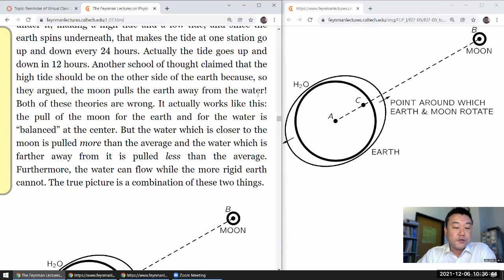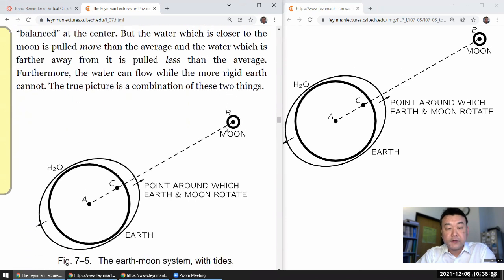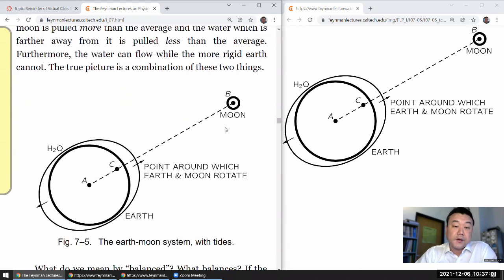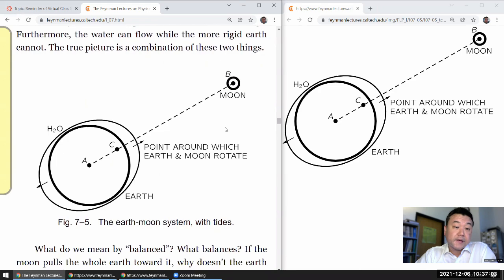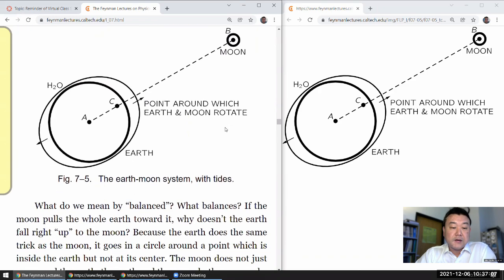The pull of the moon for the Earth and for the water is balanced at the center. But the water which is closer to the moon is pulled more than the average, and the water which is farther away is pulled less than the average. Furthermore, the water can flow while the more rigid Earth cannot. The true picture is the combination of these two things.